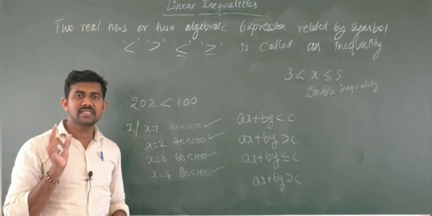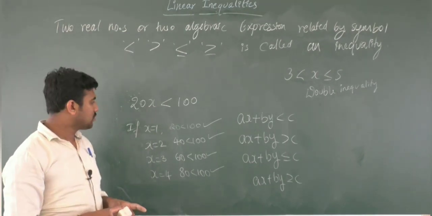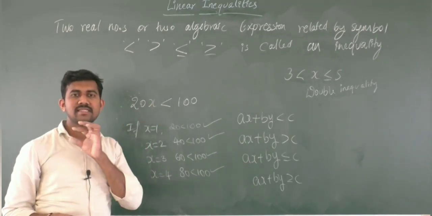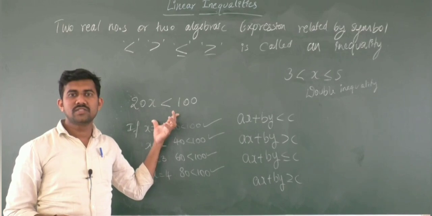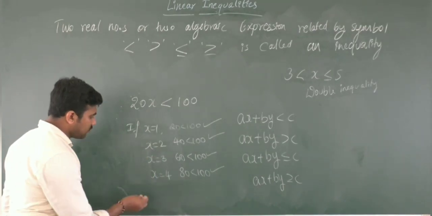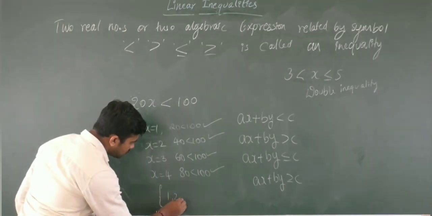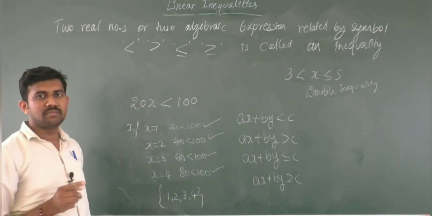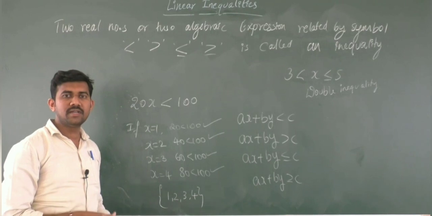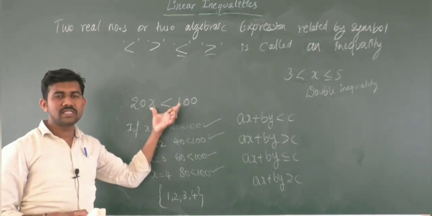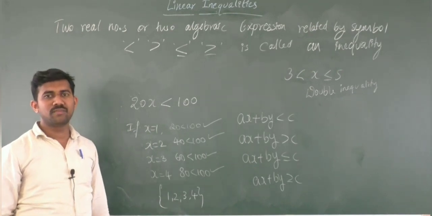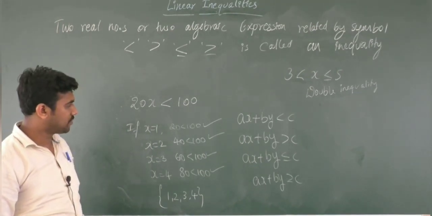If you consider x as a natural number, in natural numbers only we can take x values 1, 2, 3, 4. In that case, the statement becomes true. So we can write the set of all solutions: 1, 2, 3, 4 is the solution set in natural numbers. When x is a natural number, the solution set of this inequality is the set of all 1, 2, 3, 4.